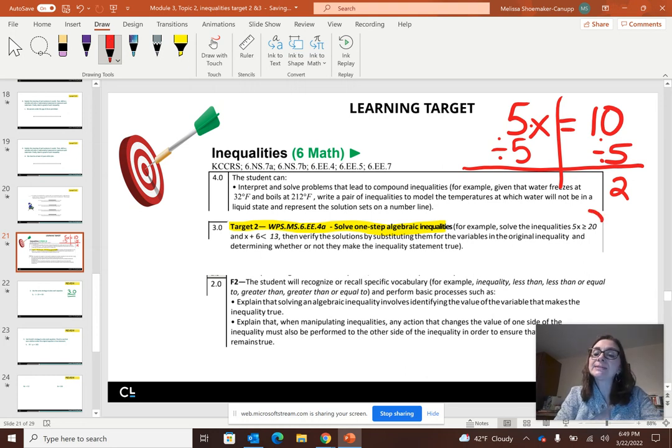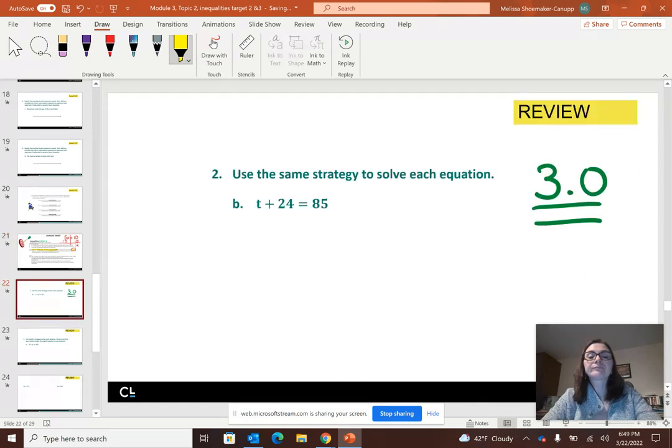We're going to do that same idea, but instead of the equal sign, we're going to have an inequality sign. Probably we'll do some practice of solving one-step equations before we throw in the inequality. So I've worked on a review here. What is the strategy to solve this?